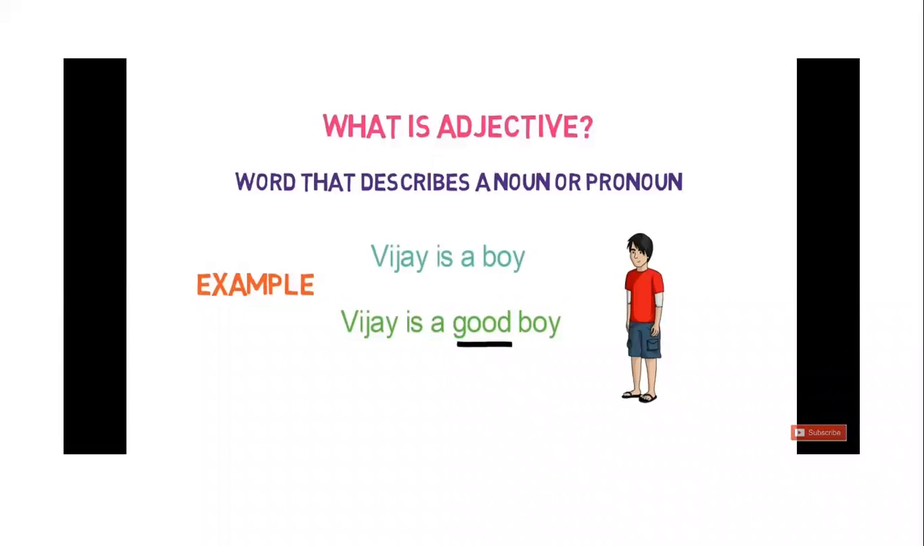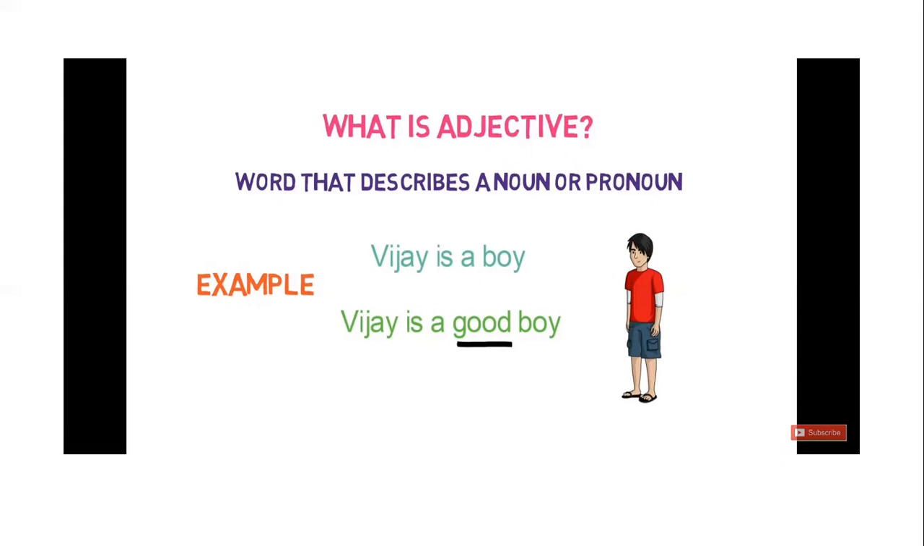What is an adjective? A word that describes a noun or pronoun is simply called an adjective. Any word that modifies a noun or pronoun or adds a little more to its meaning is called an adjective. For example, Vijay is a boy. Here we are simply mentioning a boy, but when we say Vijay is a good boy, now good here adds further, defines the noun much more. So that's why we use adjectives.